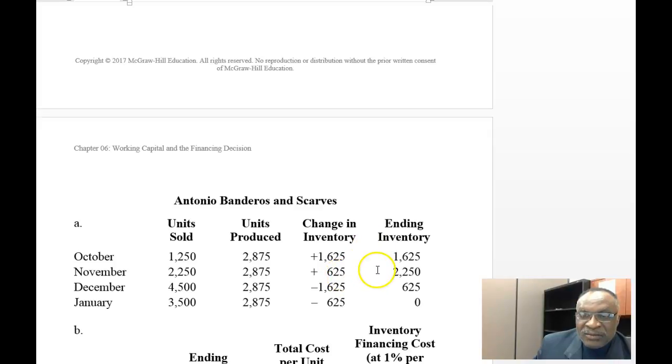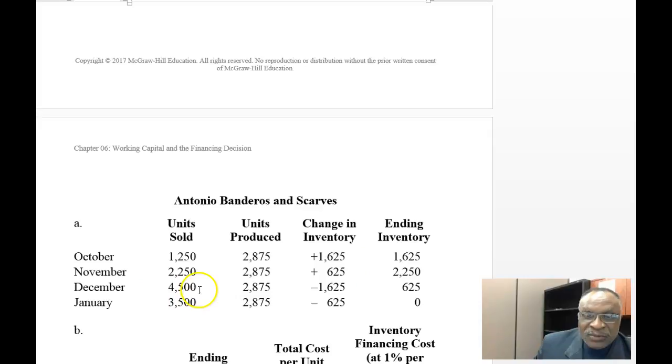Okay, and then in inventory with 2250. Okay, how did they get that? You add the 625 plus the 1625, okay, get 2250. Why did you add them? Because the 1625 was the ending inventory as of last month, and this is the change in inventory for this month. If there was nothing last month, the ending inventory for the 2-month period will be 625. But because we had 1625 last month, if you add this to the 1625, you get 2250.